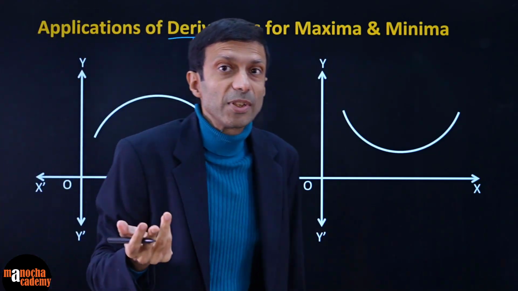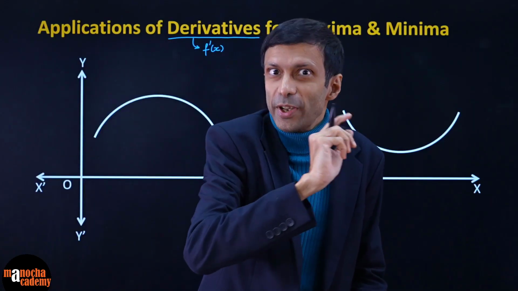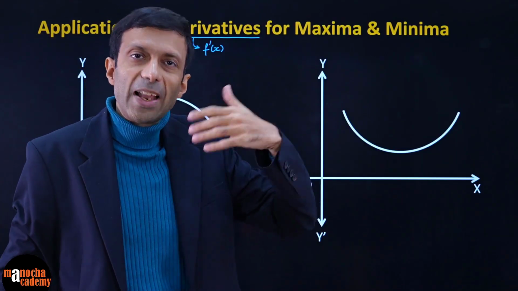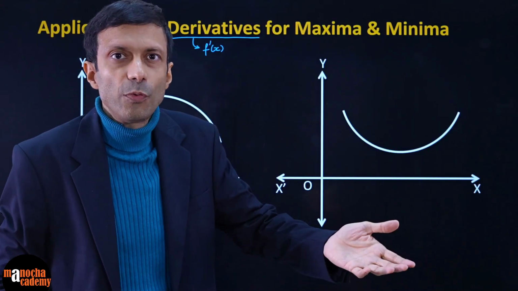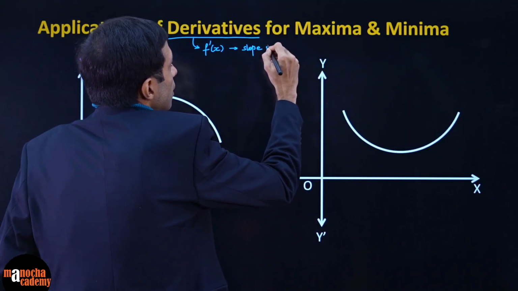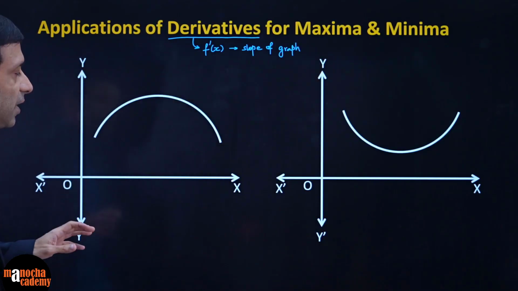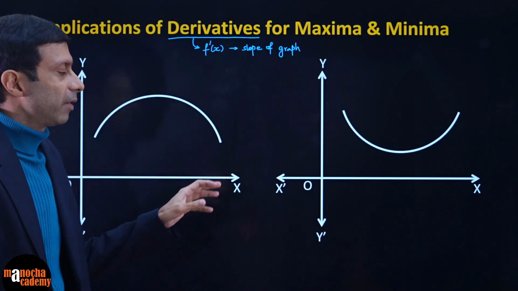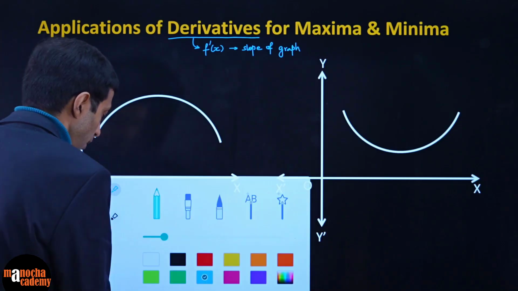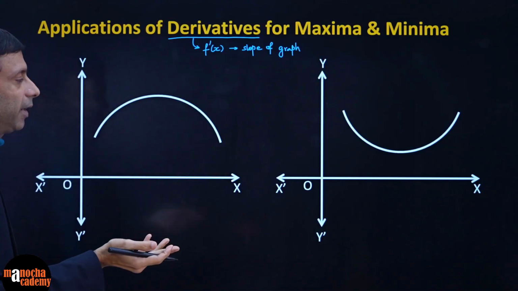And what is f dash x or dy by dx? Remember what it represents graphically? It represents the slope of the graph at that point, correct? When you do differentiation or calculate the derivative, you find f dash x, which represents nothing but the slope of the graph. So let's say you have this graph here, plotting y versus x, and this is f of x.